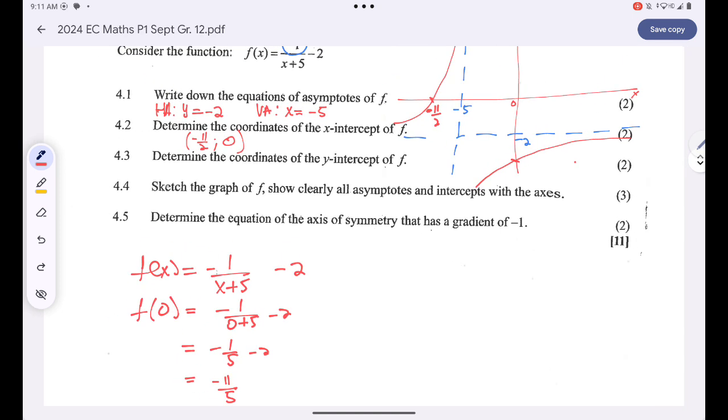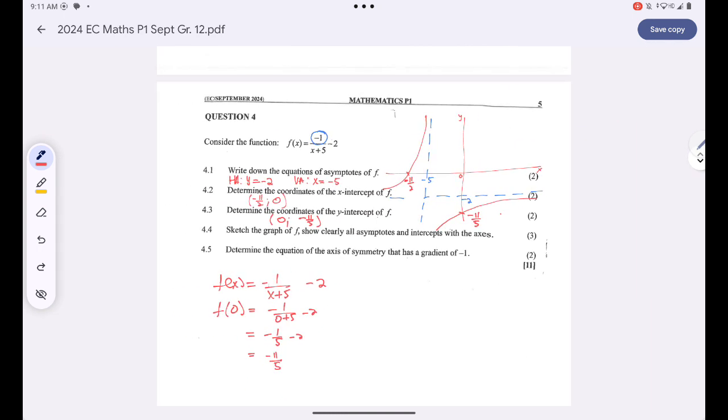So the answer is just negative 11 over 5. So the y-intercept is negative 11 over 5. And hence the coordinates of the y-intercept: the x value is 0, the y value is negative 11 over 5. And whenever they want you to draw the sketch, we've already done that.